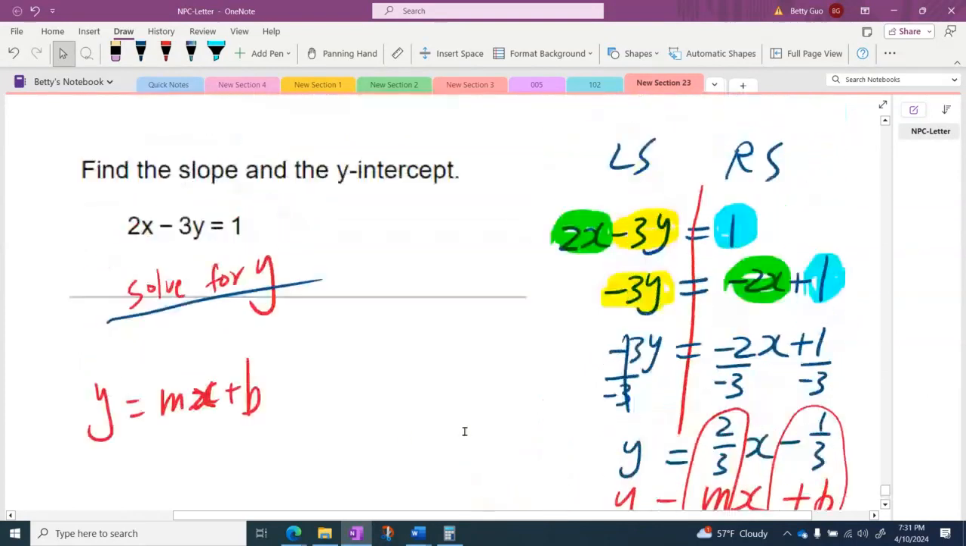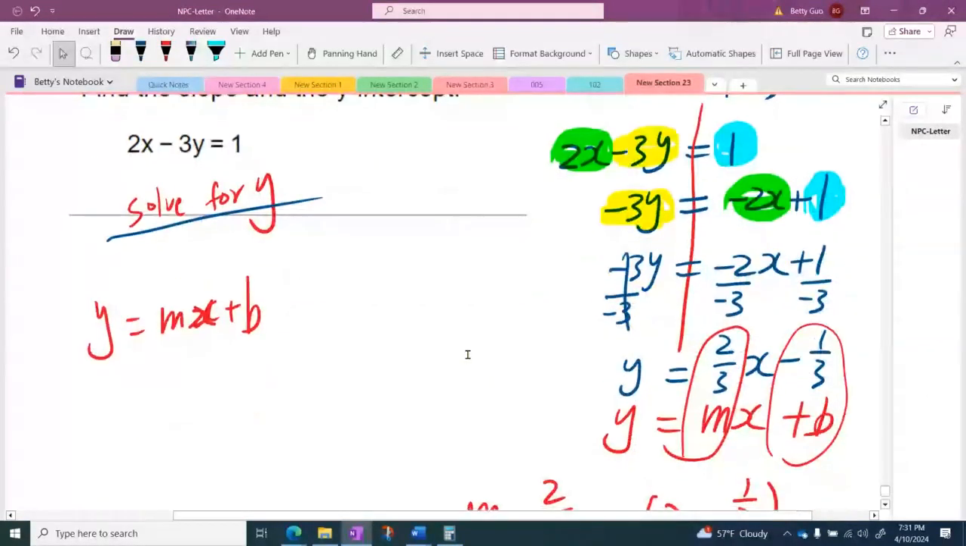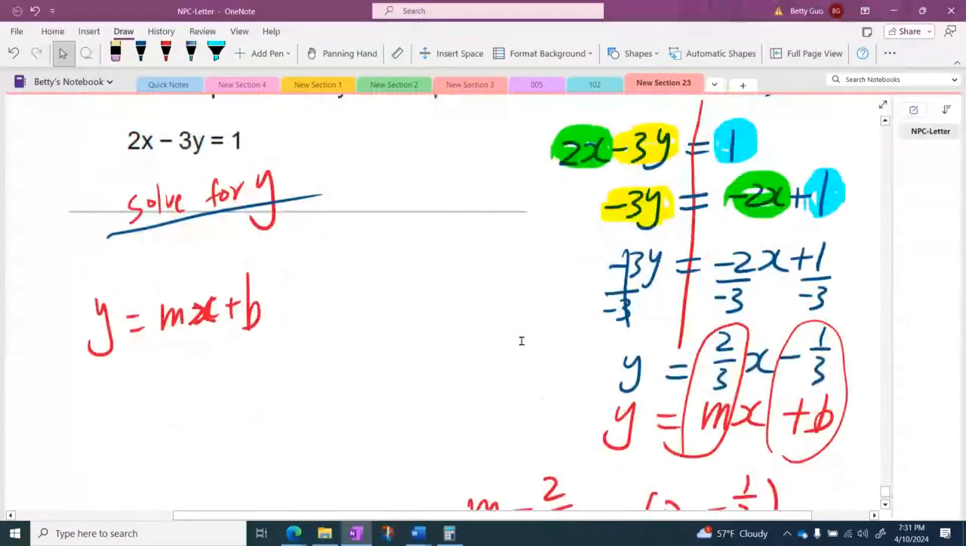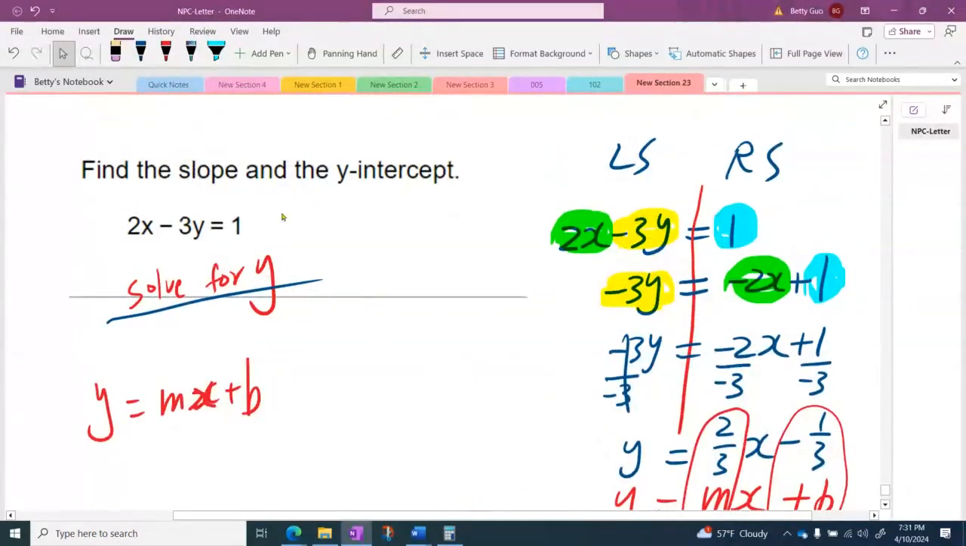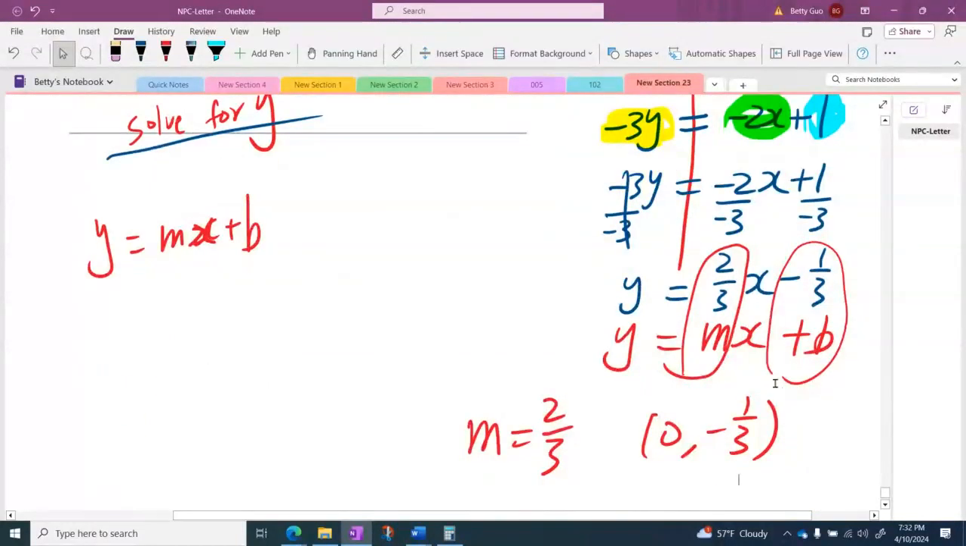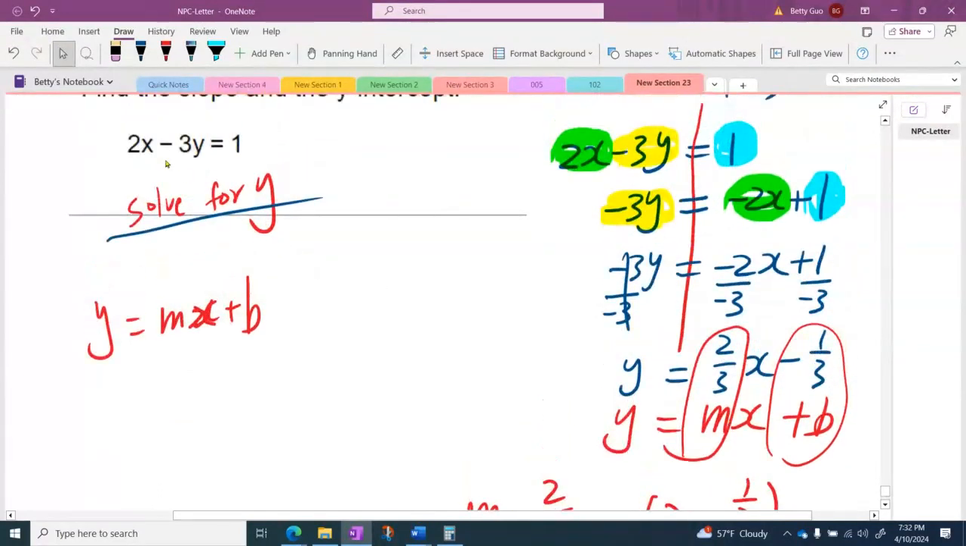Firstly, let me know if I'm clear about the solution. The plan is to rewrite the given equation in slope-intercept form. Then we would be able to identify the slope and the y-intercept directly, right? To rewrite the equation in slope-intercept form, we solve the equation for y. We firstly move the green term over to the right, and then we divide all the terms by negative 3.